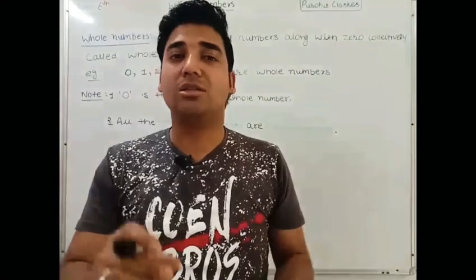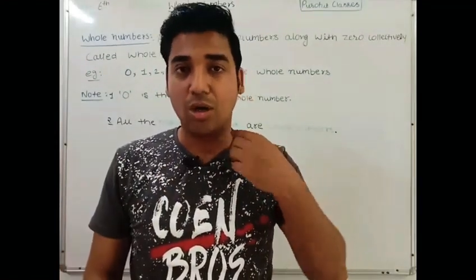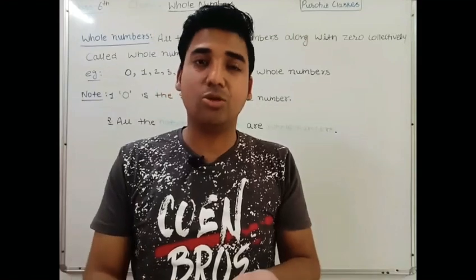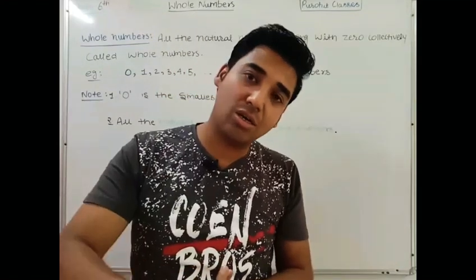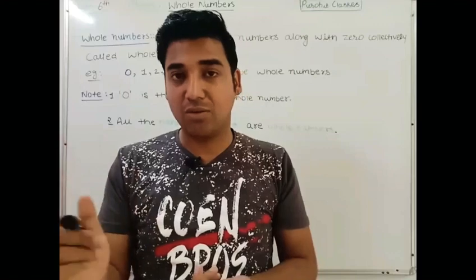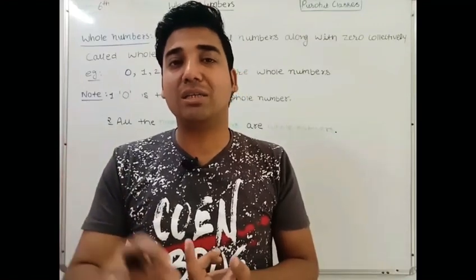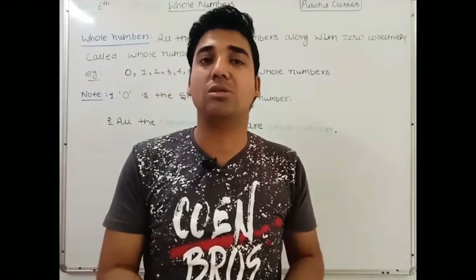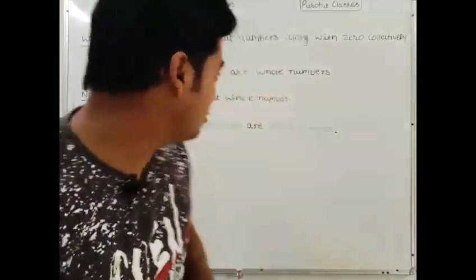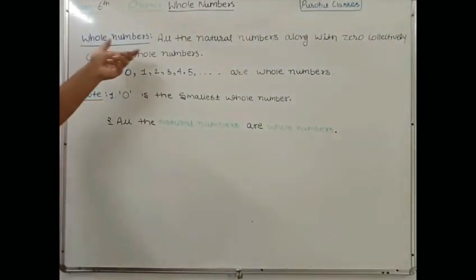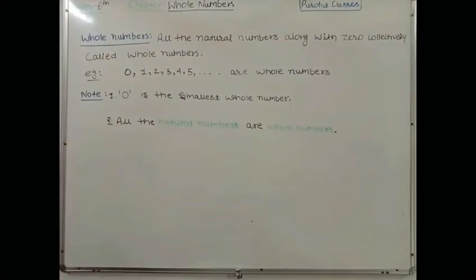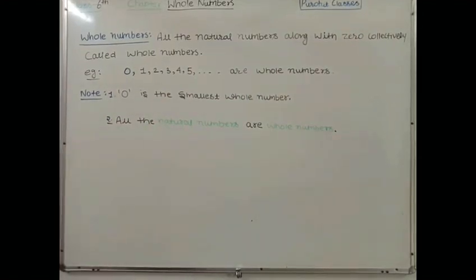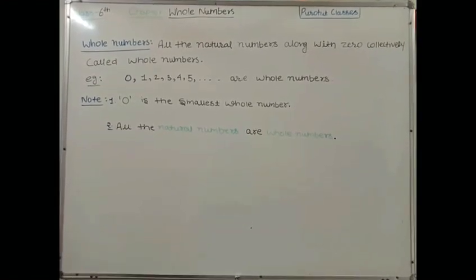Understood? When we include 0 with natural numbers, this collection will be known as whole numbers. So here you can see 0 is the smallest whole number. Getting it or not? 0 is the smallest whole number, and 0 has no predecessor in whole numbers. Just as 1 has no predecessor in natural numbers, similarly 0 has no predecessor in whole numbers because 0 is the smallest whole number. Understood? So here we have written the definition of whole numbers: all natural numbers, 1, 2, 3, 4, 5, along with 0. If we include 0 here, then collectively they will be called whole numbers.